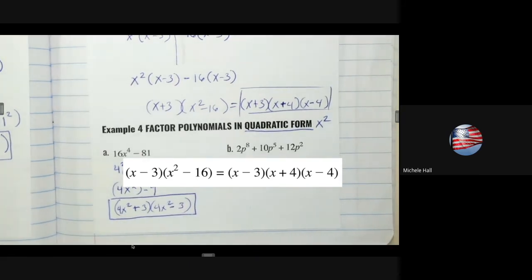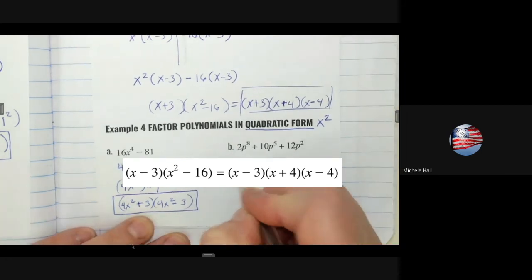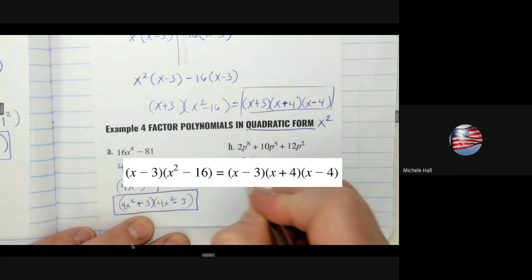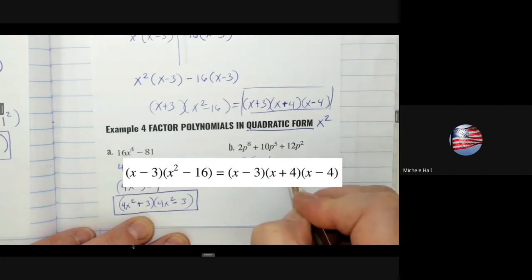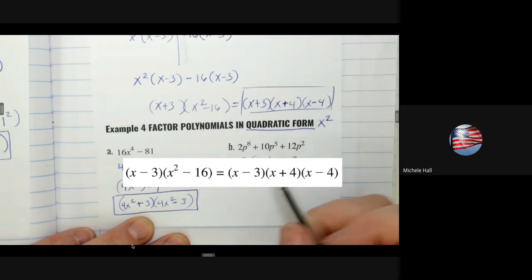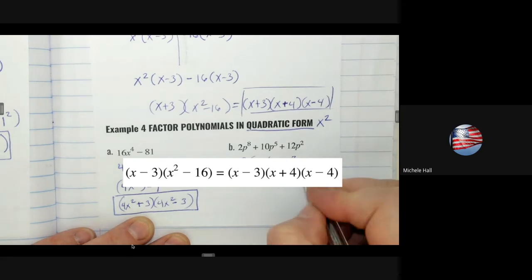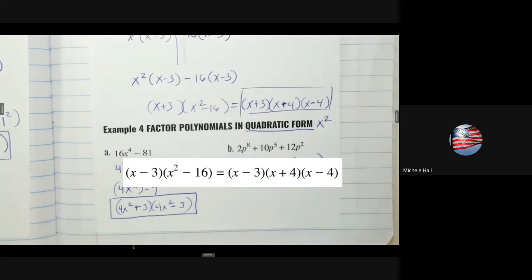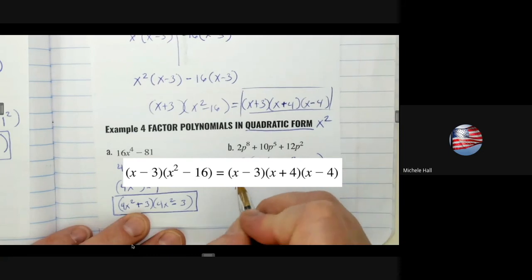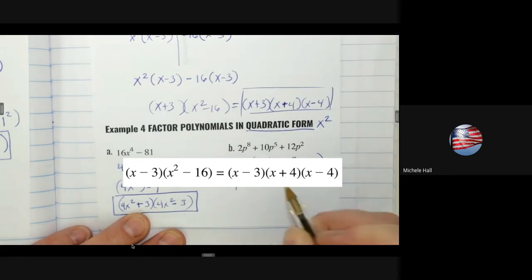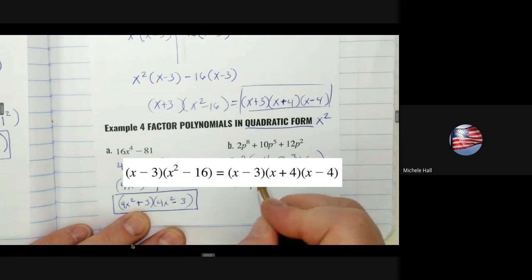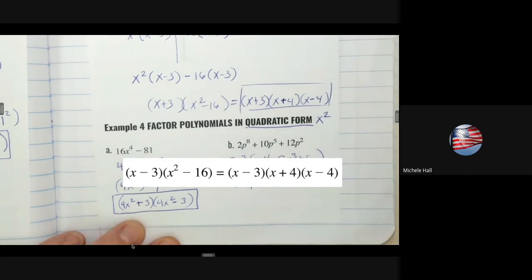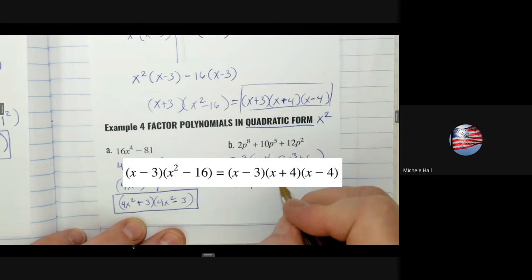Great. First, we'll start by seeing what can we pull out. We can pull out a 2, and the highest p we can pull out is p squared. So we're going to factor out 2p squared, and that leaves p to the fourth plus 5p to the third, and we have 6. So we have 2p squared. And then p to the fourth would be p squared times p squared. 6 would be 6 and 1.